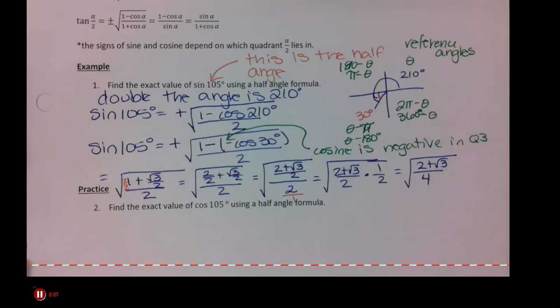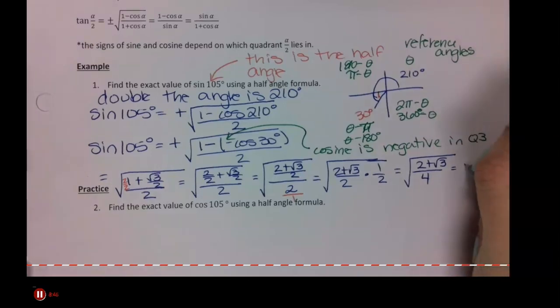Ideas on what to do next? How do I simplify? So I can split this into 2 radicals. The numerator and the denominator get their own.